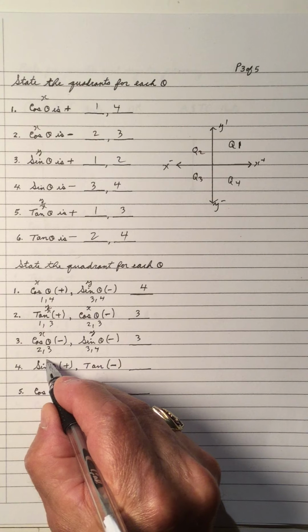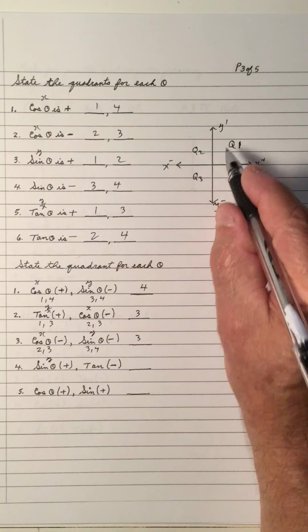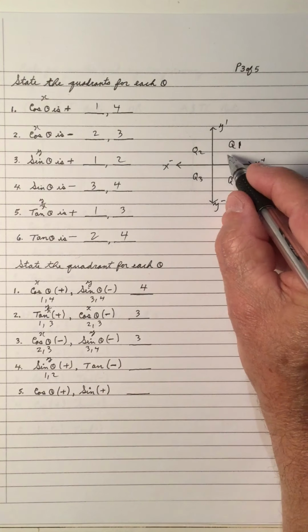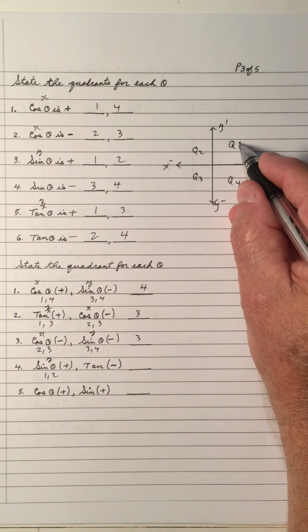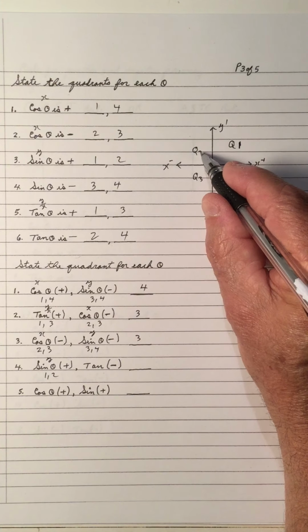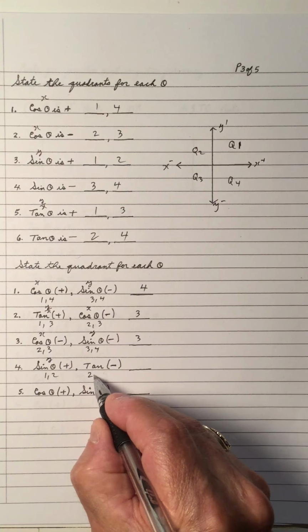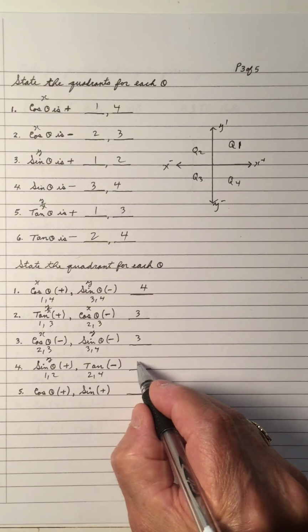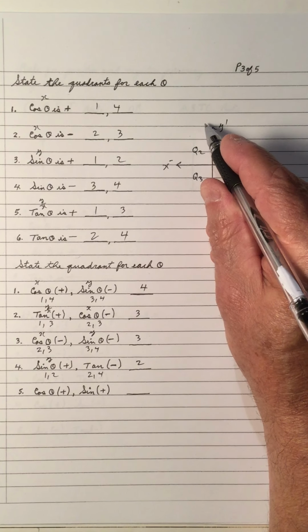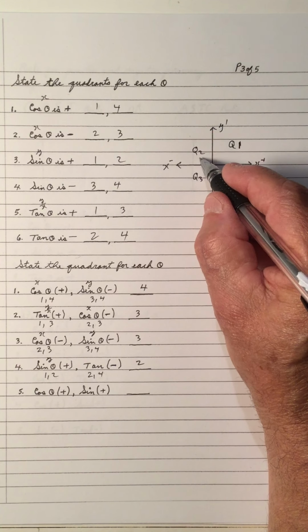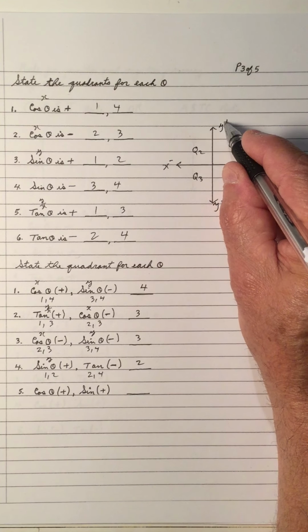Sine is positive, sine is the y, where's y positive? In 1 and 2, y is positive up. Tan is negative, tan is positive in 1 and 3, is negative in 2 and 4. What number is repeated? Quadrant 2. Quadrant 2 has sine positive. Yep, sine is positive, this is y. Tan is negative, different signs.